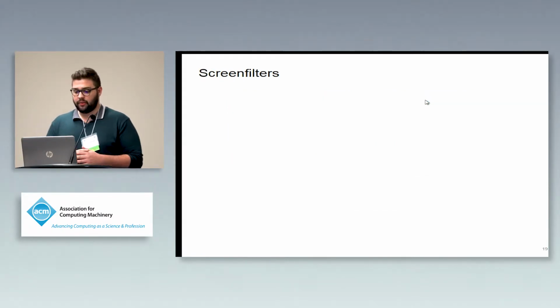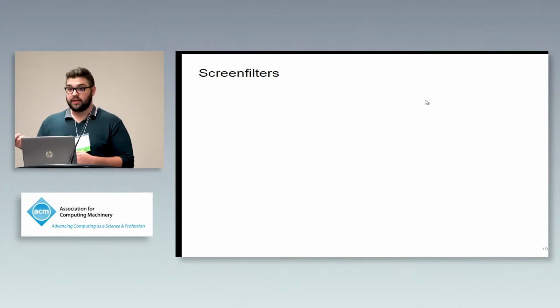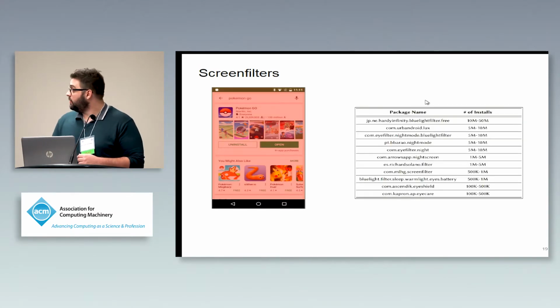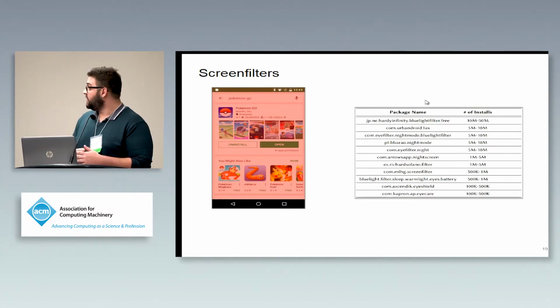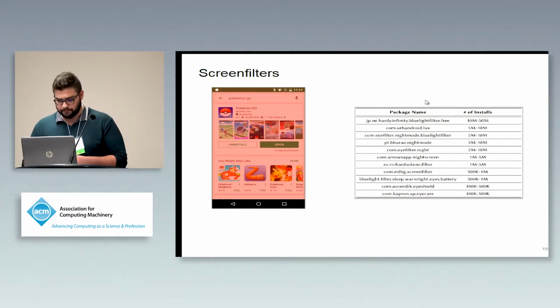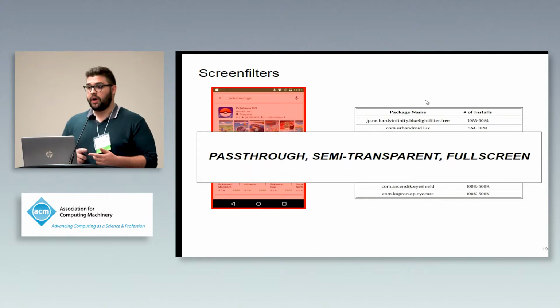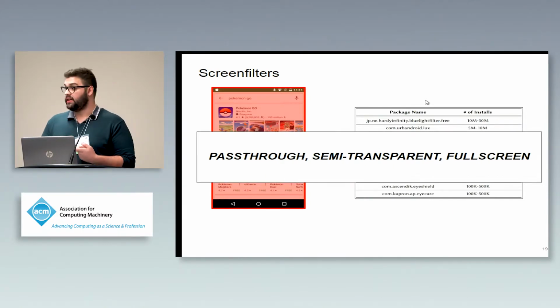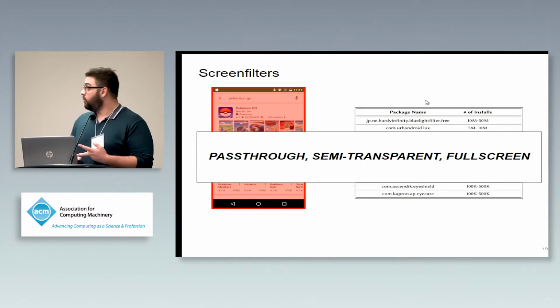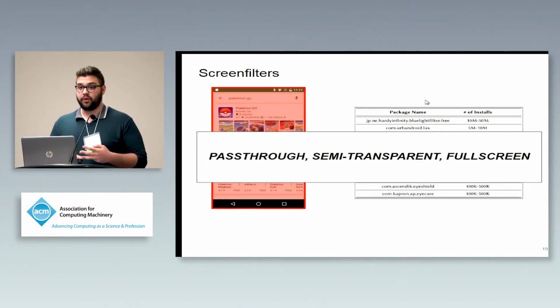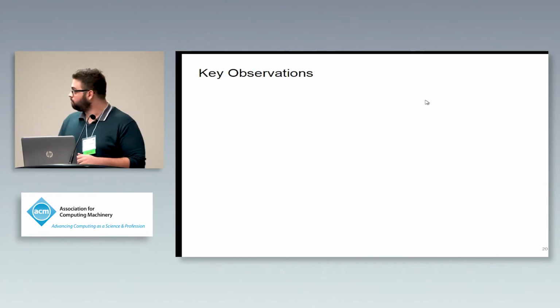The second big category of application that we identified is screen filter. And if you think that these applications are not used by a lot of people, this table shows that these applications are used by millions of users. All of these applications share three common features. The first one, they are all drawing overlays that are pass-through. This means that the click is propagated to the application below. They are all semi-transparent, and all of them are drawing a full-screen overlay.